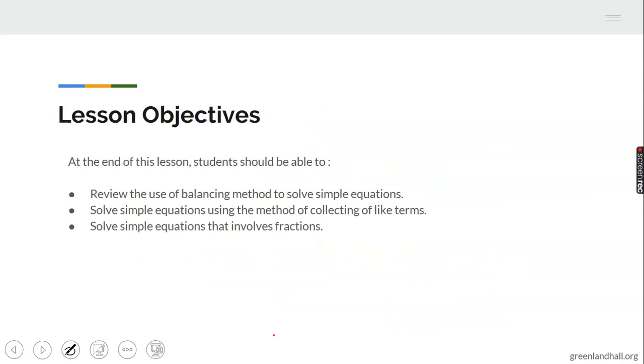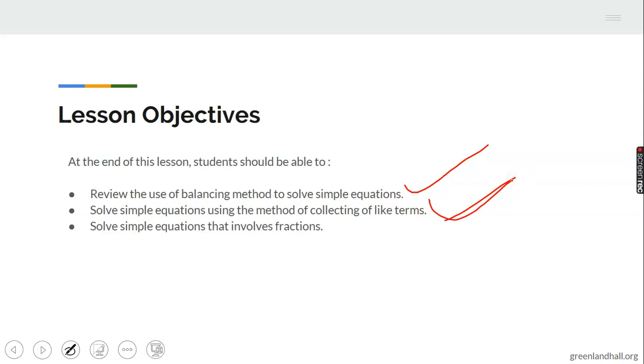Now, let's look at what we have for today. We are going to review the use of balancing method to solve simple equations. I think I've explained that in the course of the correction. We will solve simple equations using the method of collecting of like terms. Now, in our previous class, I explained that we have two methods: the balancing method, then the method of collecting of like terms.